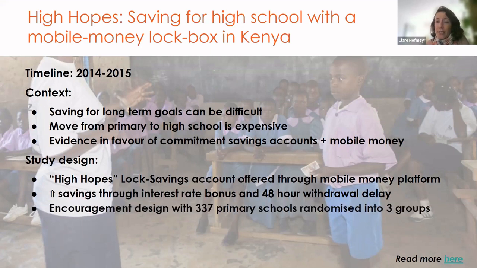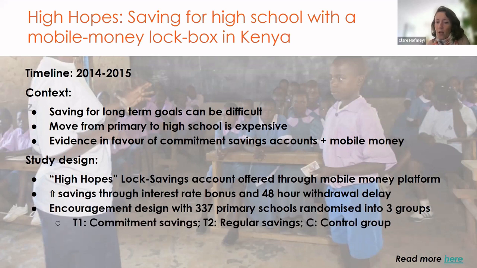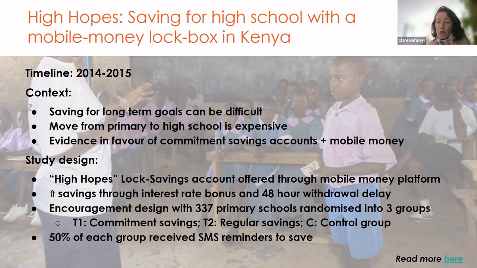The evaluation used an encouragement design. So a total of 337 primary schools across 3 districts in Kenya were randomly assigned to one of 3 groups. Treatment group 1 was the commitment savings group. So parents from the schools in this group were encouraged to open a High Hopes lock savings account. Treatment group 2 was a regular savings group. So parents here were encouraged to open a standard mobile phone-based savings account.